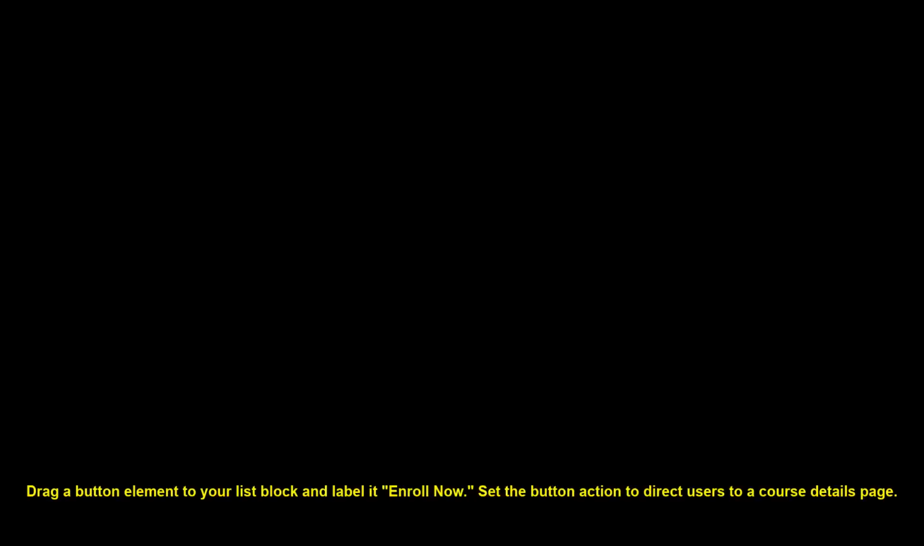Next, customize the layout of your list block. You can adjust styles, fonts, and colors to match your branding. Add a button to allow users to enroll in courses. Drag a button element to your list block and label it Enroll Now. Set the button action to direct users to a course details page.